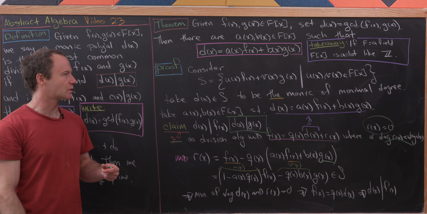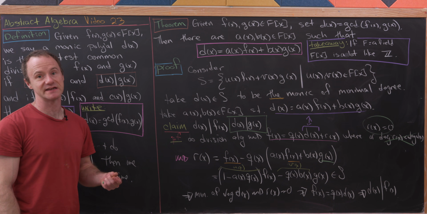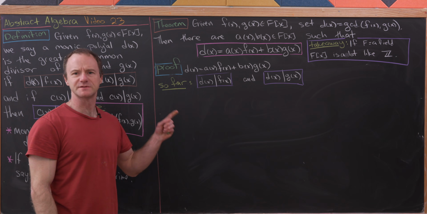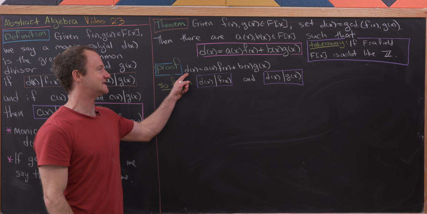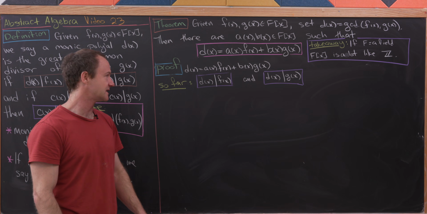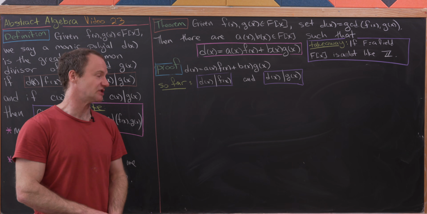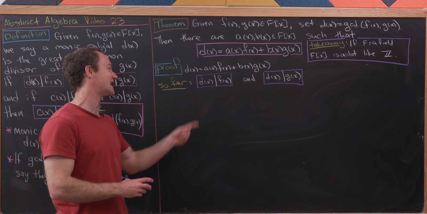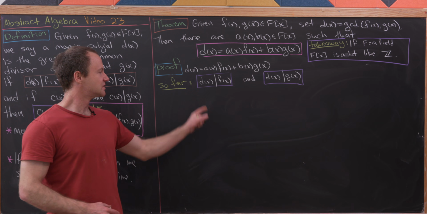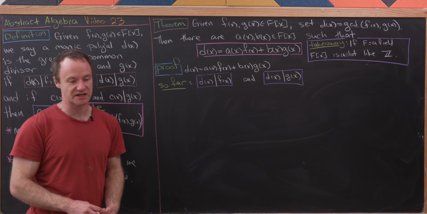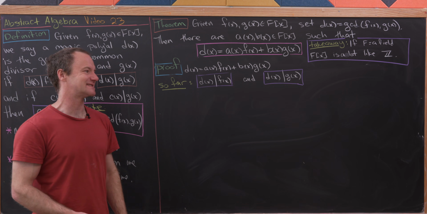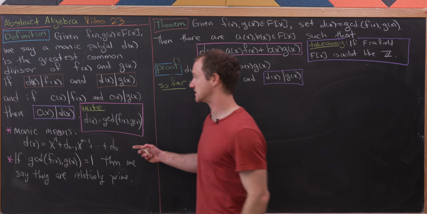Now we want to move towards showing that it is the greatest such common divisor. So far we found this d of x built out of this set. We know that it's of the form a of x f of x plus b of x g of x. We also know that it is a common divisor, so it divides f and g. Now we'd like to show that it's the greatest such common divisor.